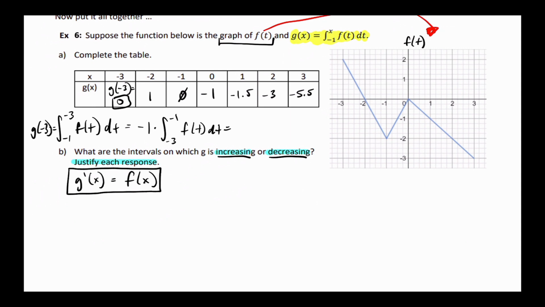Maybe when the graph is above the x-axis. Yeah, because the graph is the same thing as the derivative. Here's the graph, here's the derivative. There's an equal sign in between them. They're the same thing. So in other words, you're just saying, when is the graph negative?